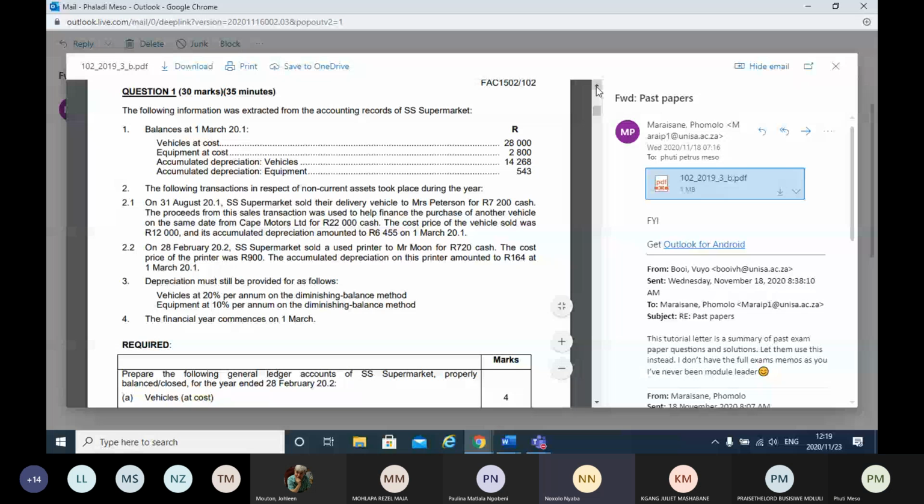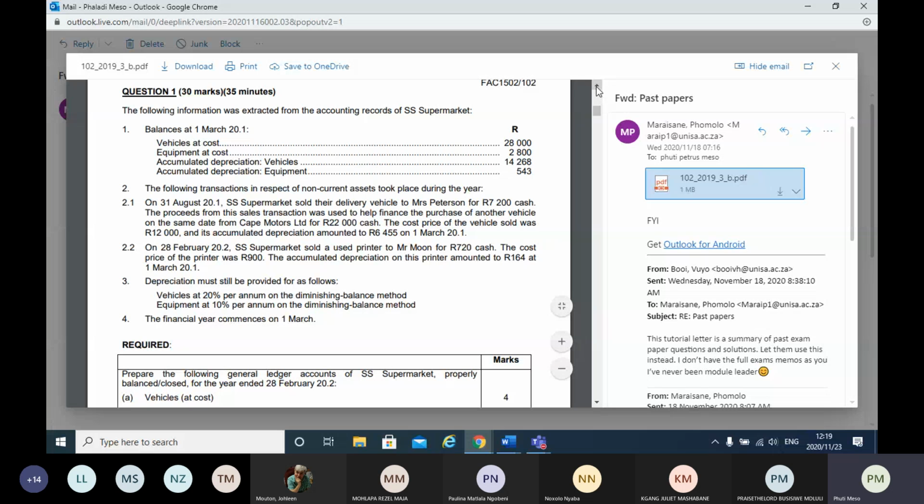Happy? Yes. All right, we're going to move on now. Same applies to the equipment. We had the cost of 2,800. That's your opening balance. It's going to go to the debit side, for the same reason: it's an asset. Asset increases on the debit side. However, we've sold one of the equipment, so it will go as a realization account on the credit side with an amount of how much? 900 rand.